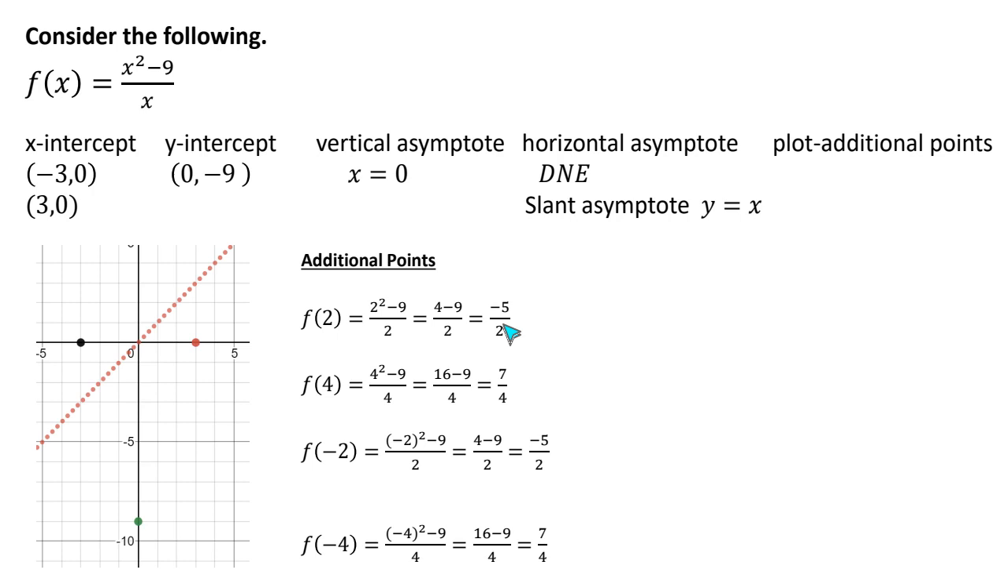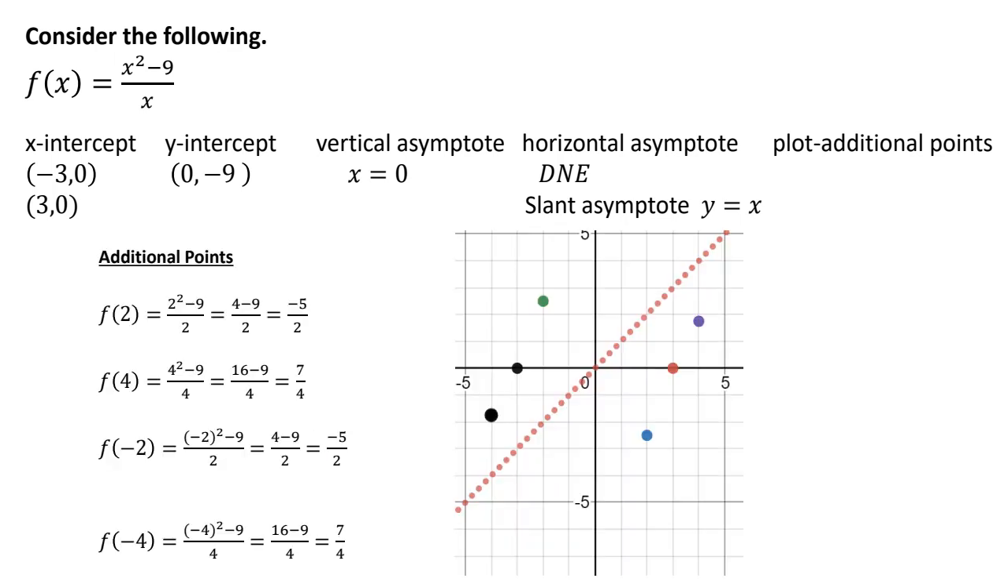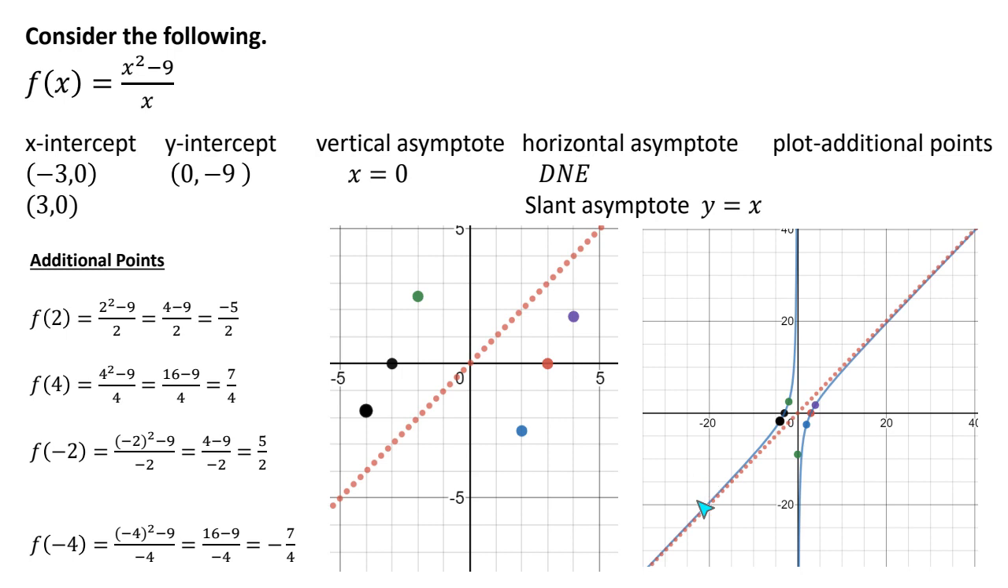If I use 4, then we get 7 fourths. Negative 2 is negative 5 halves, and then we get 7 fourths. So if we plot those points, then this is what they look like. And then we can draw our lines or connect the dots. And so our graph is going to come close to the asymptote, and then it shoots up. And then we have the other line coming down this way.